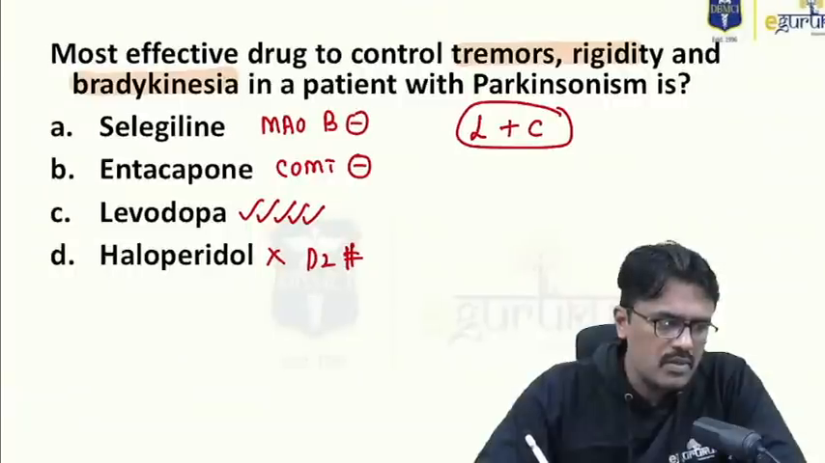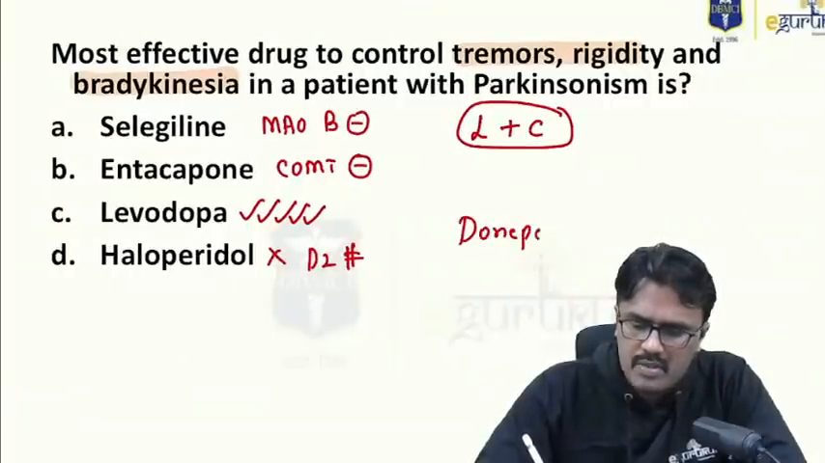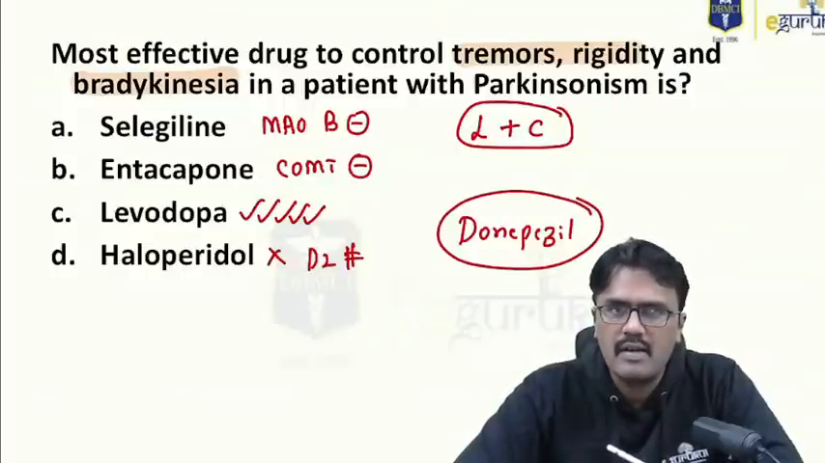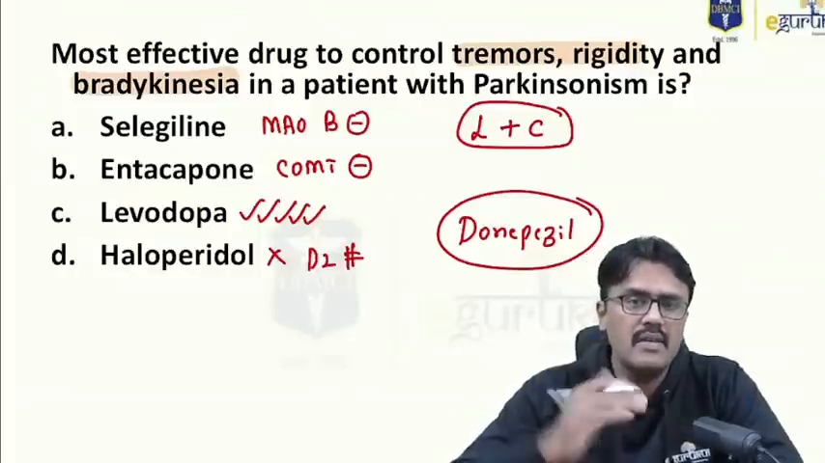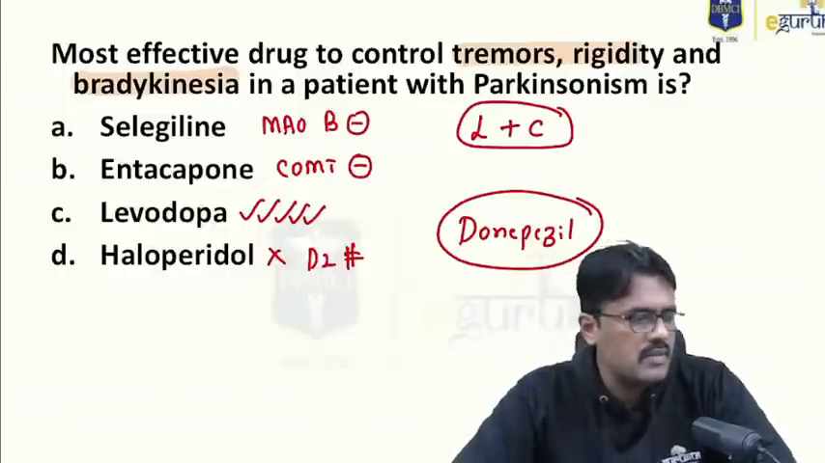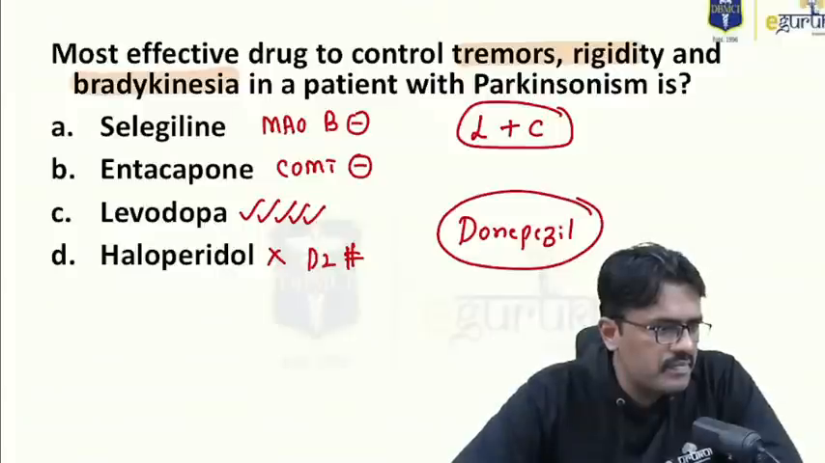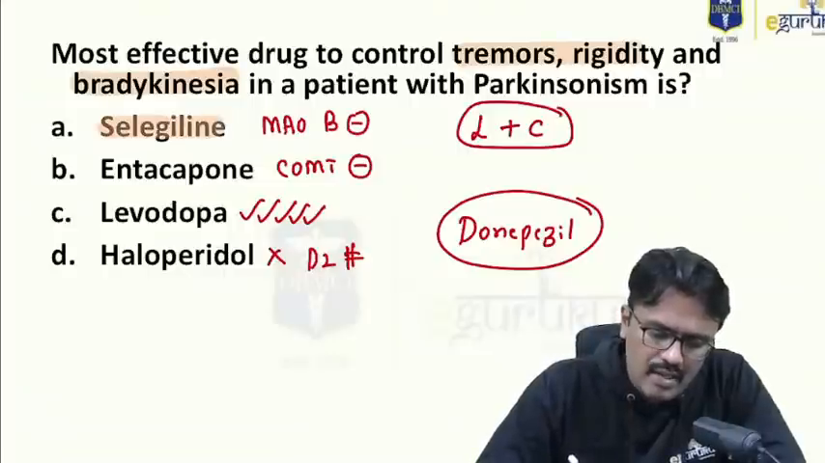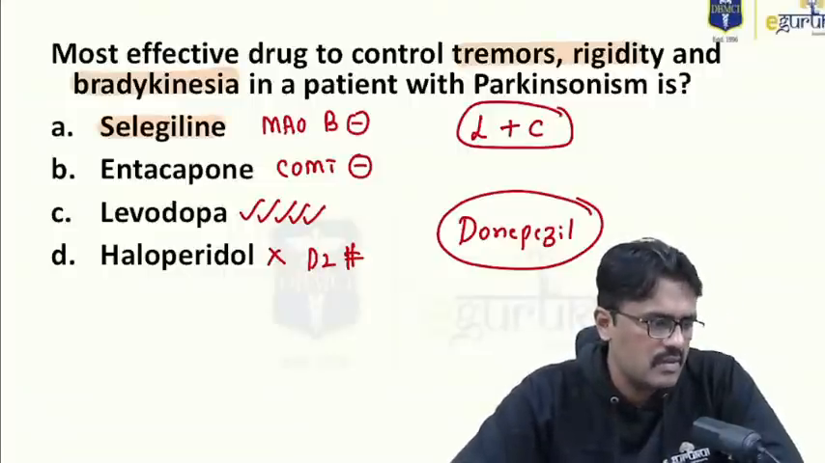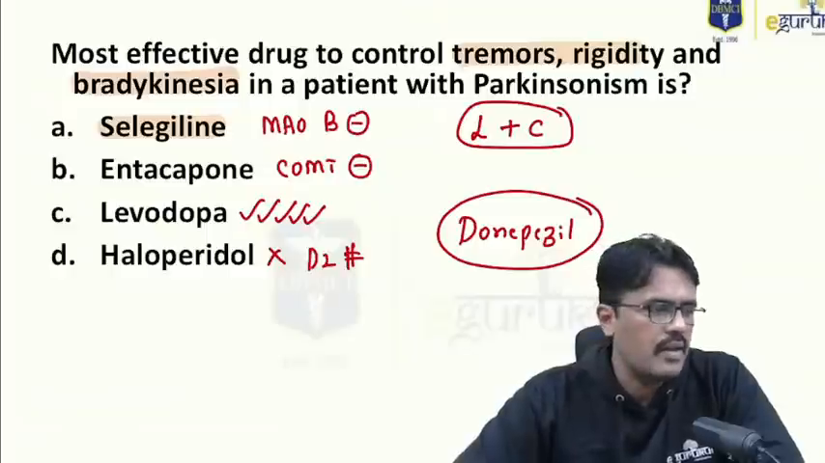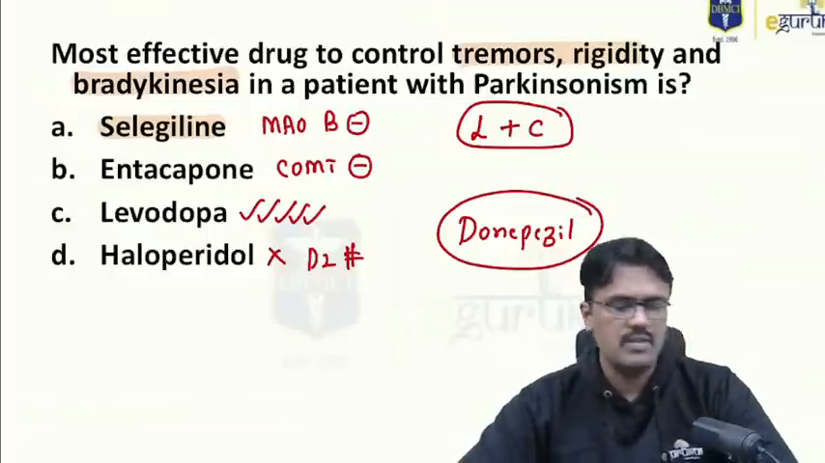If donepezil was given, that is used in Alzheimer's disease, then you can choose selegiline. If they have given that, you can go with selegiline because selegiline has the neuroprotective effect. So if levodopa was not there, let us assume that it was not there, then selegiline will be the best one because that is the only drug we use in Parkinson's disease. Okay, thank you for your options here.